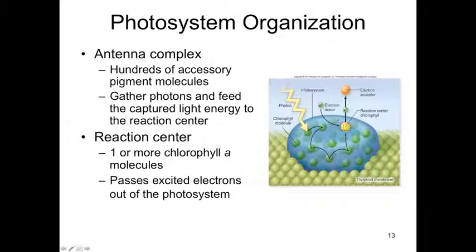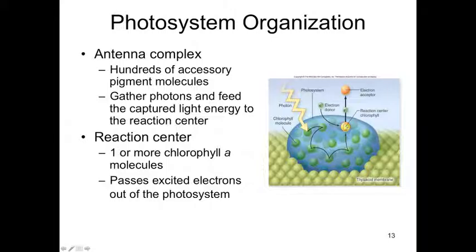In the reaction center, we'll see one or more chlorophyll A molecules, and they pass electrons out of the photosystem. So in short, a photon of light will come in here and excite one of the accessory chlorophylls in the reaction center. This energy will be passed from one pigment molecule to the next pigment molecule to the next pigment molecule. Like one of those desk toys where you move one ball and it transfers energy all the way through to the next. Eventually it'll end up in the reaction center.